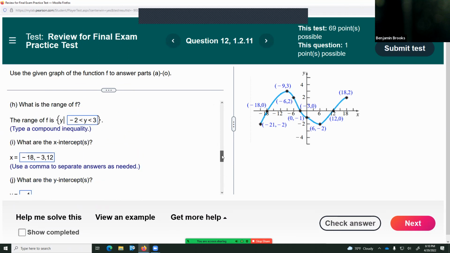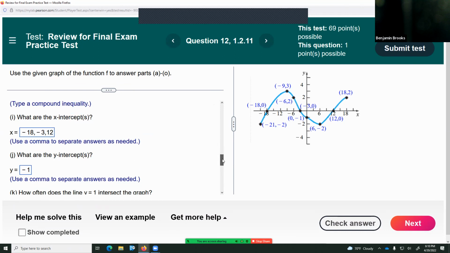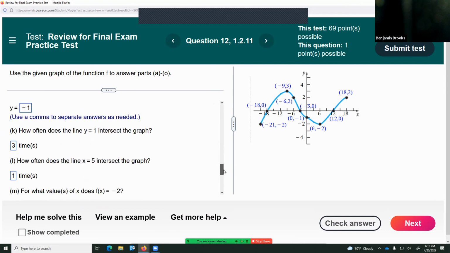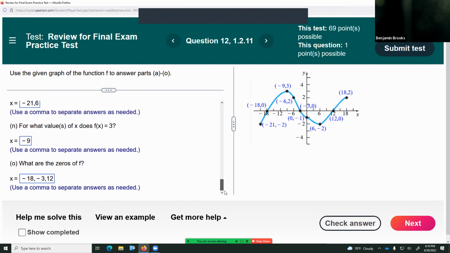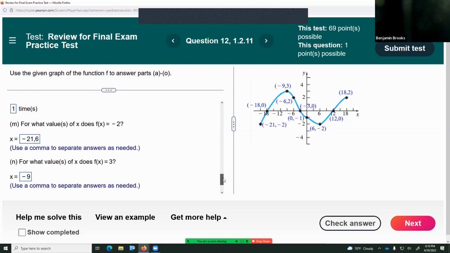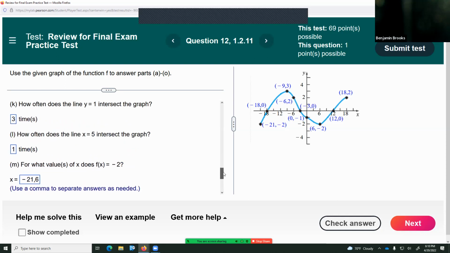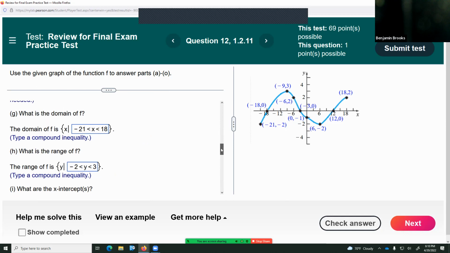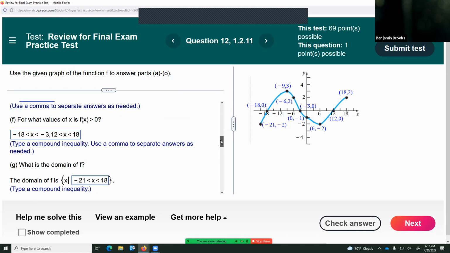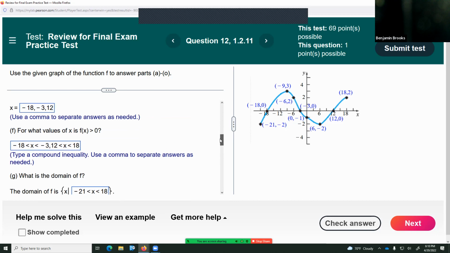What are the x-intercepts? What are the y-intercepts? Is y equals... Here, 21, 6. 1 time. Y-intercepts. Set as a compound inequality.